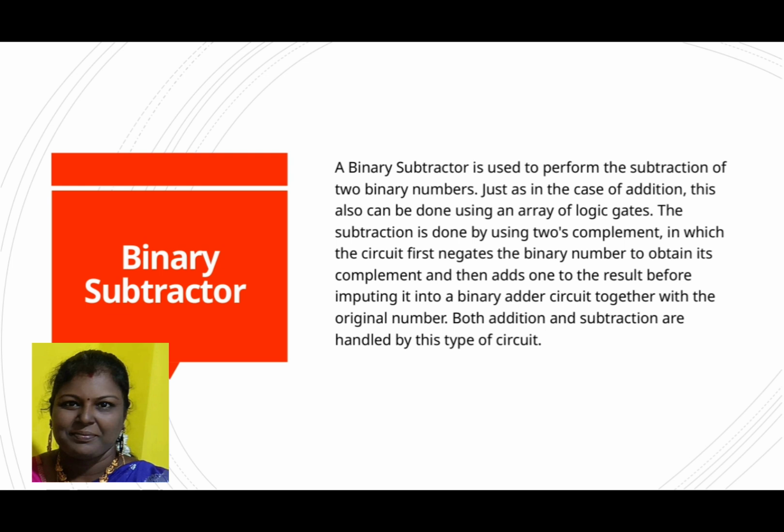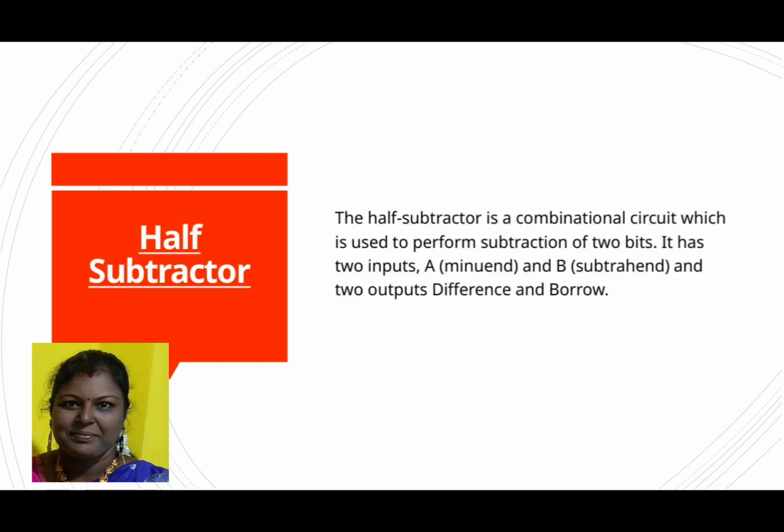Let's talk about the half subtractor, a simple but important combinational circuit. It subtracts one bit from another, taking 2 inputs, A, which is the minuend, and B, the subtrahend. From these, it produces 2 outputs, the difference, which shows the result of the subtraction, and the borrow, which indicates if we need to borrow from a higher bit. This circuit forms the foundation for more complex subtraction operations in digital systems.